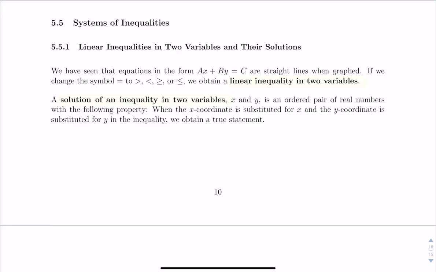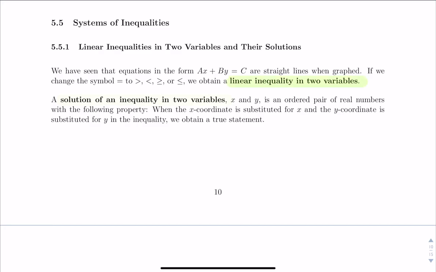In section 5.5, we talk about systems of inequalities. So we have seen that equations in the form ax plus by equals c are straight lines when graphed. If we change the equal sign to greater than, less than, greater than or equal to, or less than or equal to, we obtain a linear inequality in two variables.